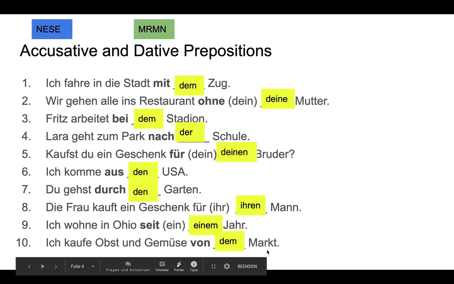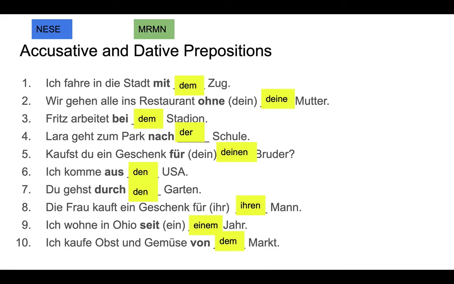Let's check your answers. Nummer 1 is Ich fahre in die Stadt mit dem Zug. Mit is a dative preposition, so masculine Zug changes to dem. Nummer 2. Wir gehen alle ins Restaurant ohne deine Mutter. Ohne is an accusative preposition and Mutter is feminine, so deine Mutter.